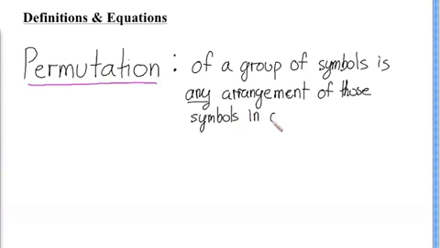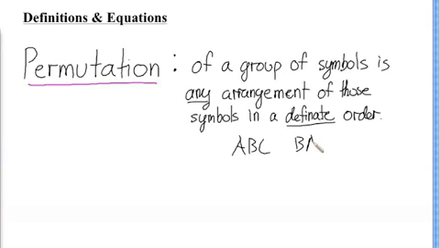in a definite order. So in these problems, order may or may not count, but a permutation includes the order. So ABC is definitely a different permutation than BAC. These are different permutations of the same group of symbols.